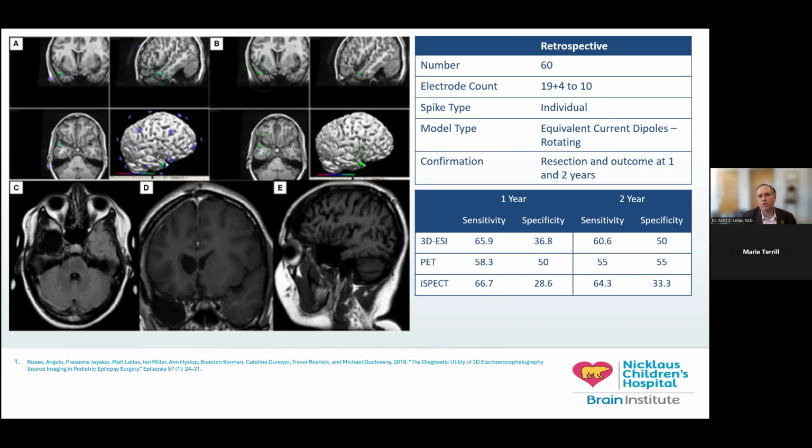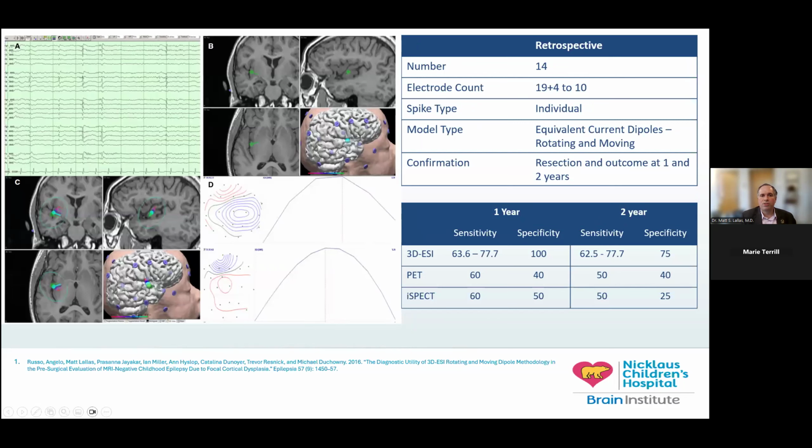We looked also separately at our patients with MR negative cases, and with a similar paradigm, because again, this has been part of our standard utilization. But here we look not just at the rotating dipole, but also the moving dipole. And again, with this smaller number of the specifically MR negative cases that we were able to look at, we had a high sensitivity and specificity at 1 and 2 years, better than the PET or the SPECT.